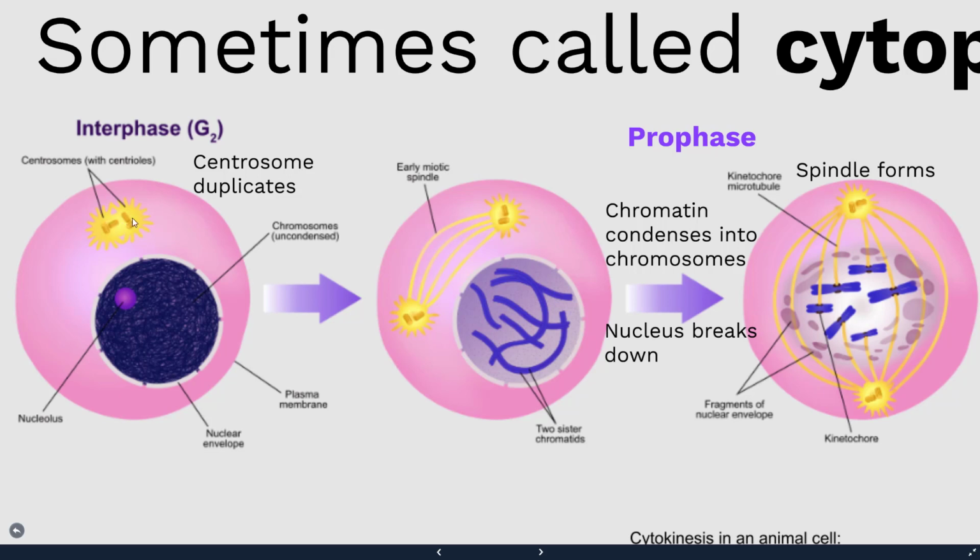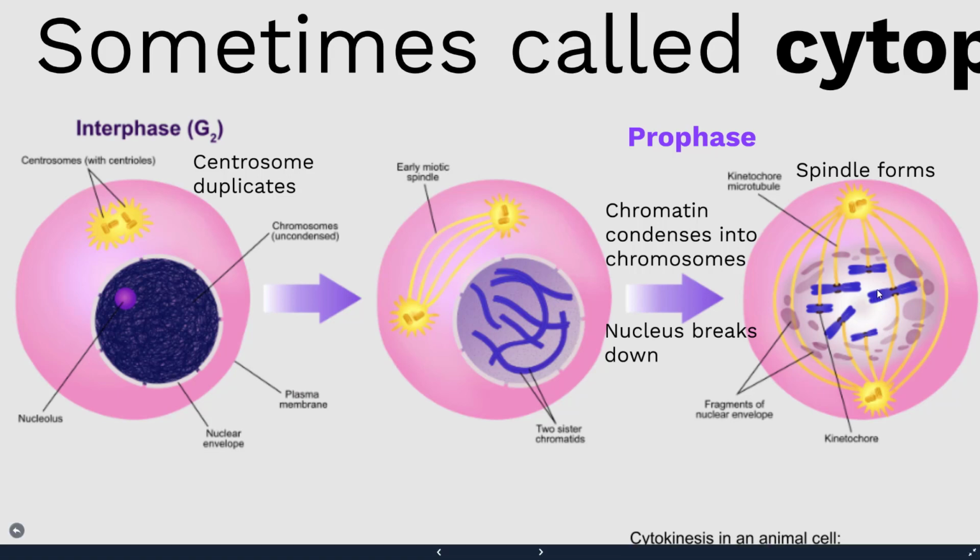So those two centrosomes begin to separate from each other and move to opposite poles of the cell. And as they're moving to opposite poles or ends of the cell, they're also forming their microtubules. And so eventually, by the end of prophase, we have fully formed the mitotic spindle. We have condensed the chromatin into chromosomes. So now, under the microscope, we can actually see the chromosomes by the end of prophase.